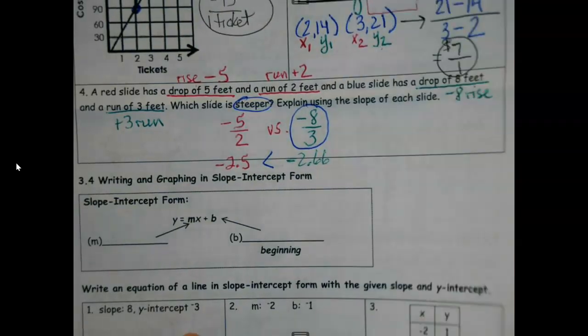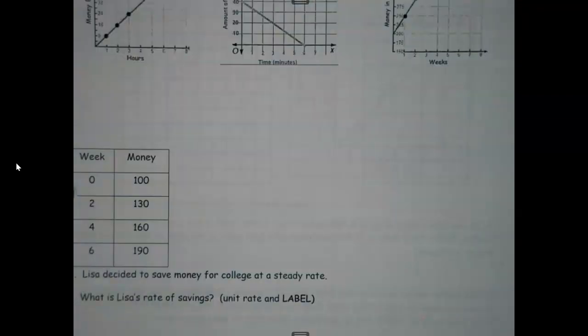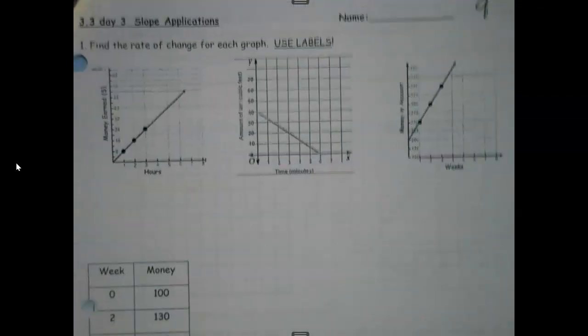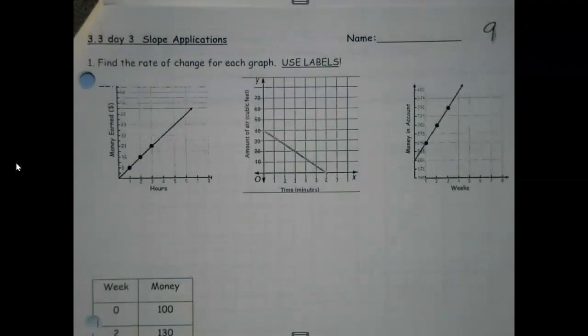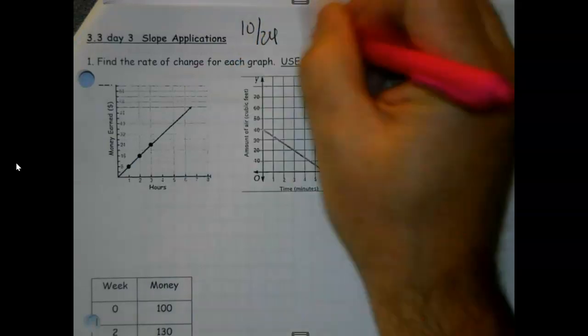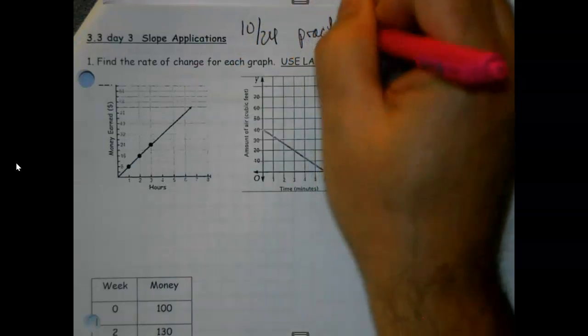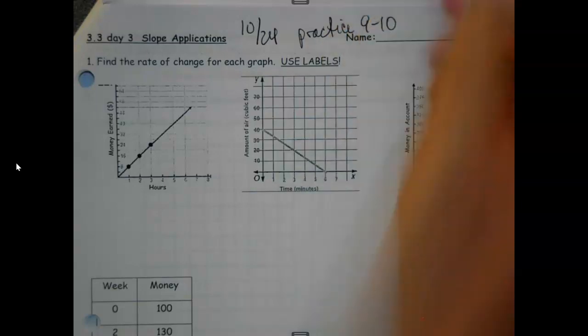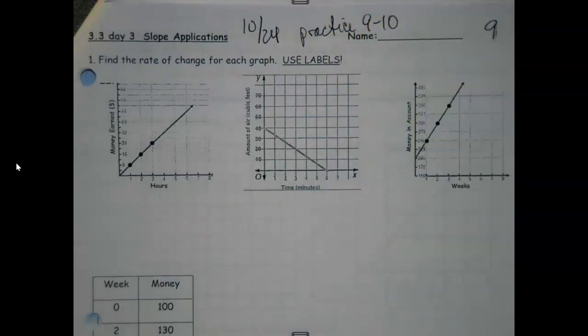So now, when we head to the application part here over on the worksheet, just got to write myself one note here quick. There we go. So over here, we're going to be doing the practice over on 9 and 10. Okay? This is where we go back to using our help here, our notes and things like that to help us out.